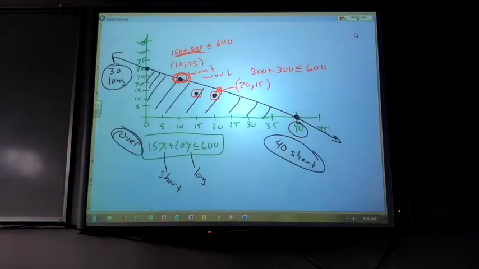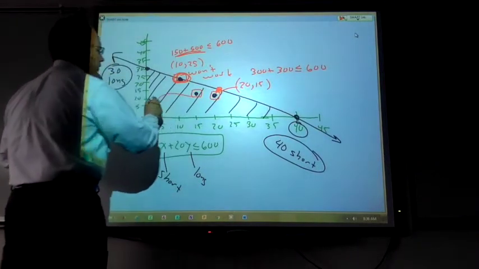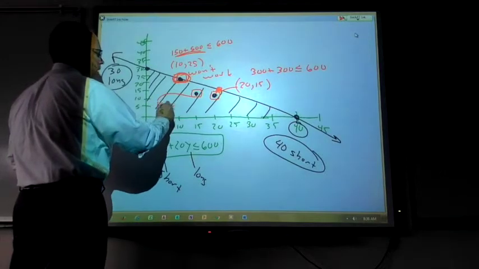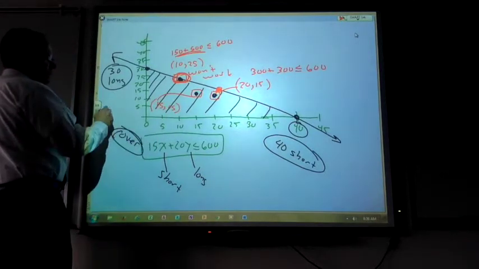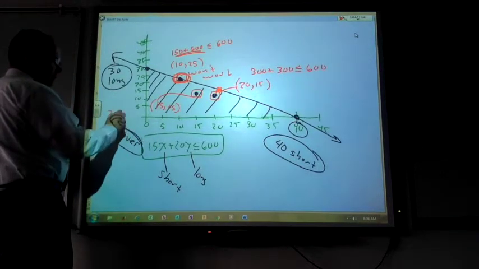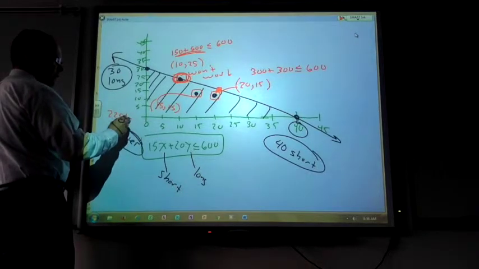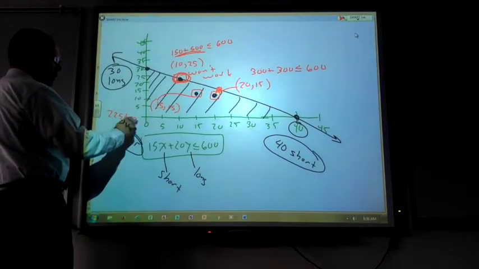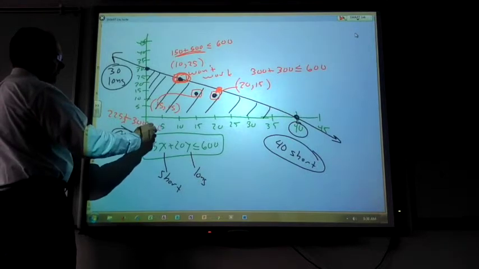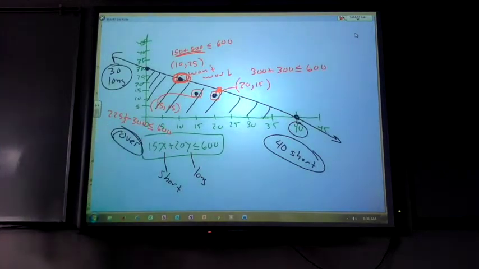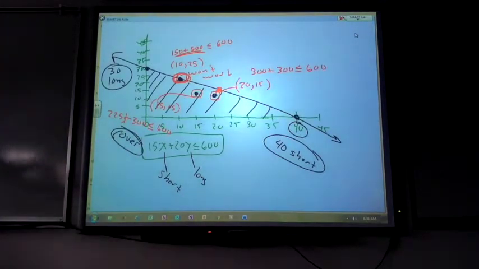And then 15 comma 15, again, if I wanted to see if this one worked, if I plug 15 comma 15 in, 15 times 15 is 225, plus 20 times 15 is 300. Is that indeed less than 600? So that's 525. 525 is less than or equal to 600. Totally works. So the 10 comma 25 doesn't work. The 20, 15 does, and the 15 comma 15 does.